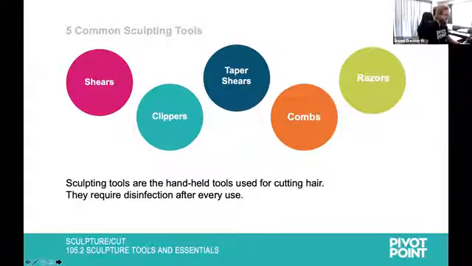The important thing to remember is each tool is unique. Even in today's day and age, it's really important to understand your safety and infection control practices. Not everything can be disinfected the same way. Now, I'm going to share a story with you right off the get-go.